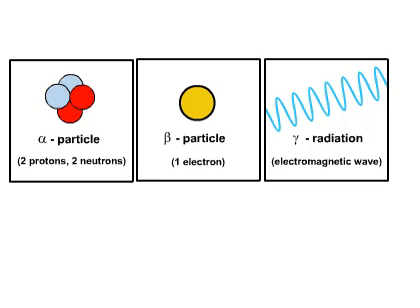The types of particles that unstable nuclei can emit to transfer some energy to the surroundings are alpha particles, beta particles, or gamma rays.